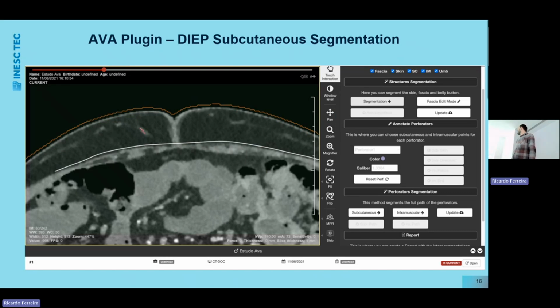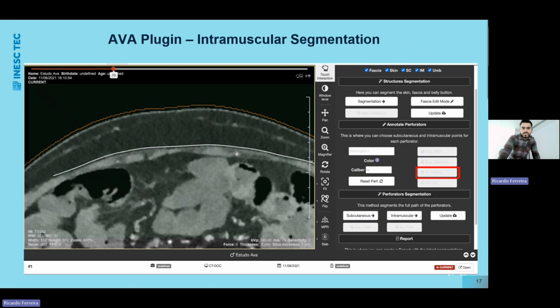So regarding the subcutaneous part, it's basically selecting which perforator we want to segment. In this case, the first perforator. Select the starting point, the ending point near the fascia, and run the subcutaneous algorithm, this button, and it segments that part. Basically, the intramuscular is pretty much the same, but inside the muscle.